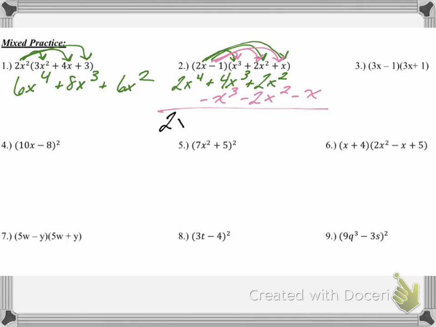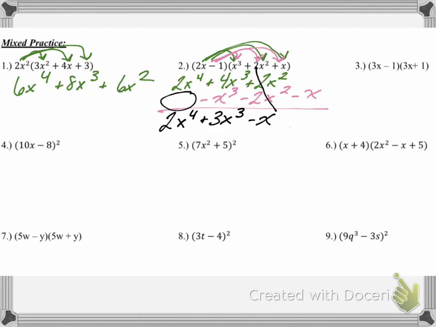So I get 2x to the power of 4 because it has nothing else to combine with, plus 3x cubed. Notice how your x squares cancel. And then I get minus x. Now, a friendly reminder, because I know this happened on the quiz, notice how I did not add my exponents. I'm not doing that. I only add the coefficients.